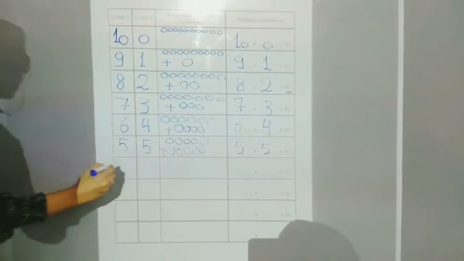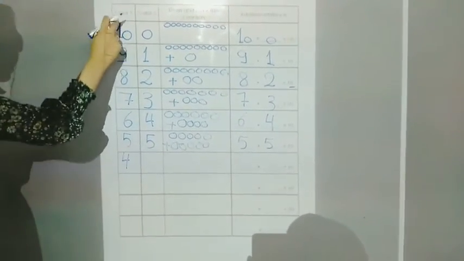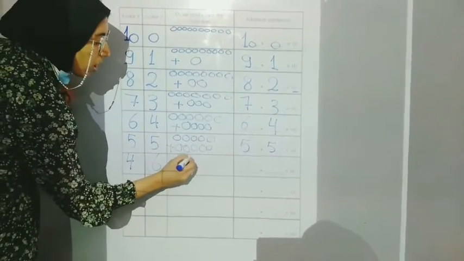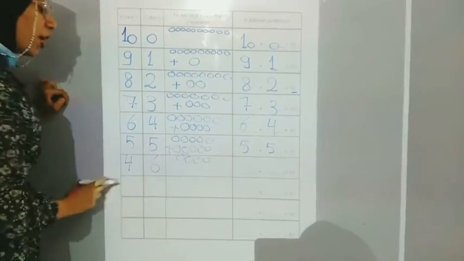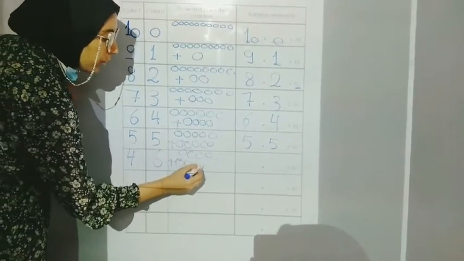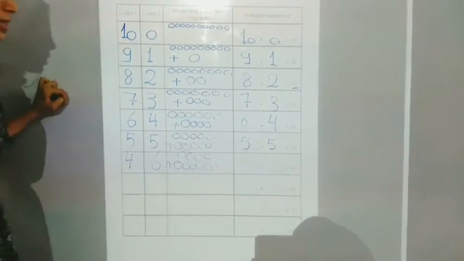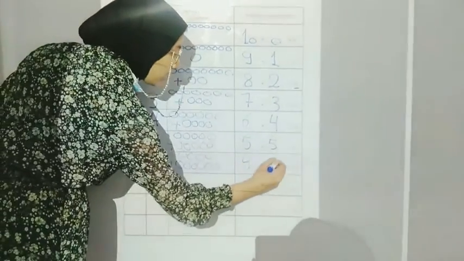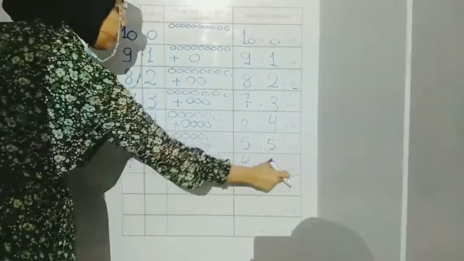Next one. Here I have 4 that are red and 6 that are blue. So I write there 1, 2, 3, 4, which are red. And down I write 6, which are blue: 1, 2, 3, 4, 5 and 6. So do 4 plus 6. Count all of them together, it will give you 10.